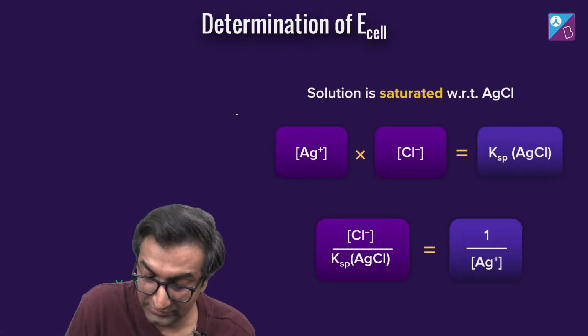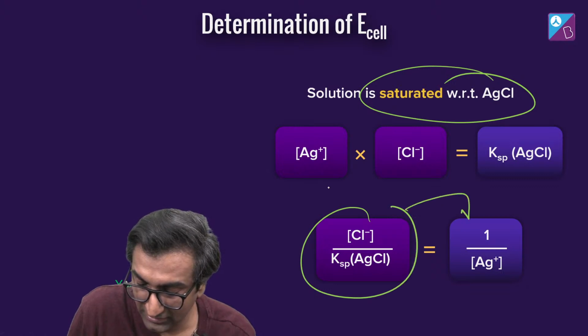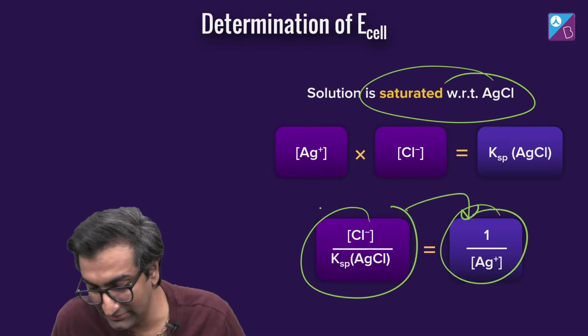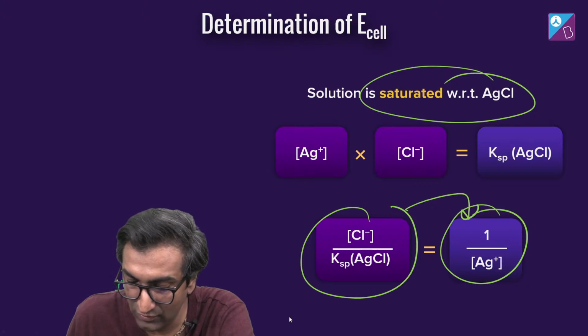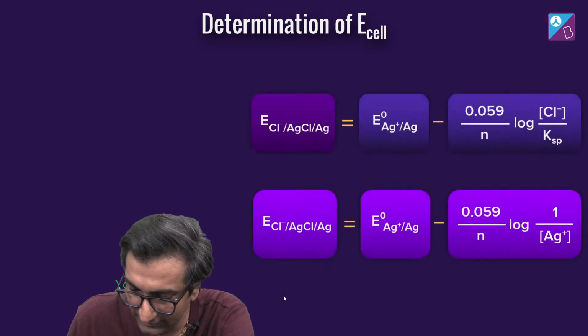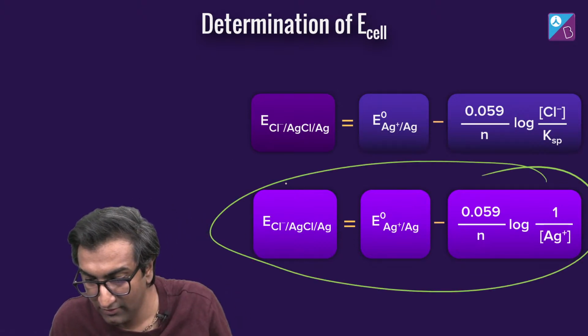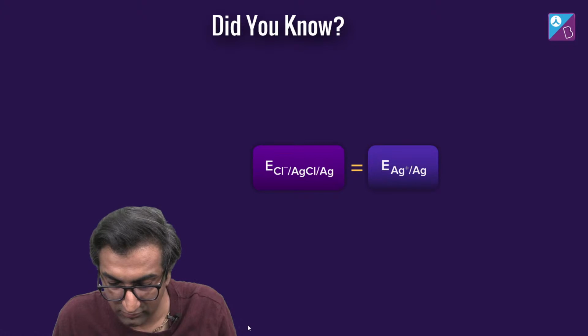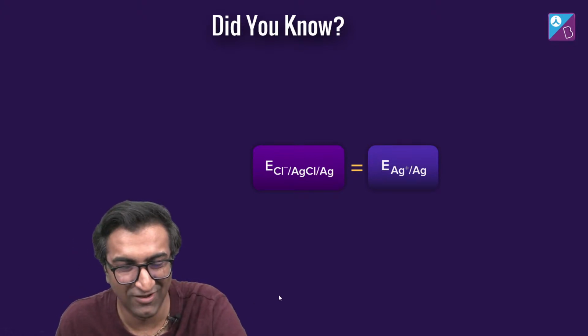Here, since it is saturated with AgCl, you can write this whole thing to simply be equal to 1 by Ag plus, right? This is saturated, okay? The Cl minus value you know. So lastly, I can literally write this whole thing to simply depend on Ag plus, which is what it actually is. Okay? And in the end, you get E to be the same as this. Okay?